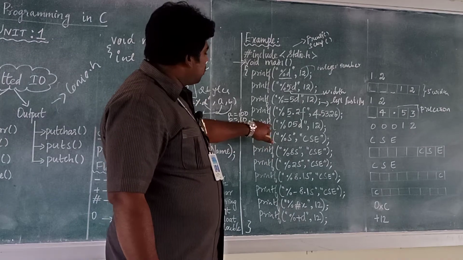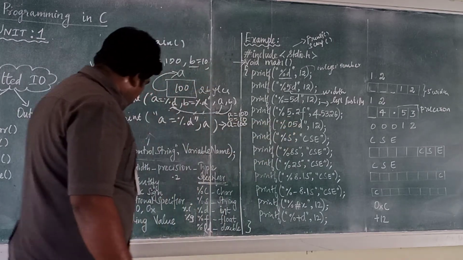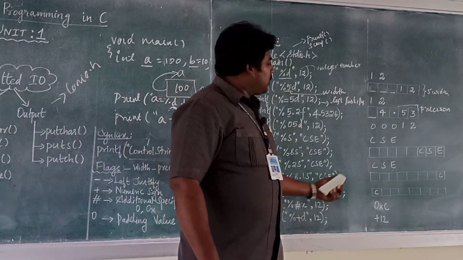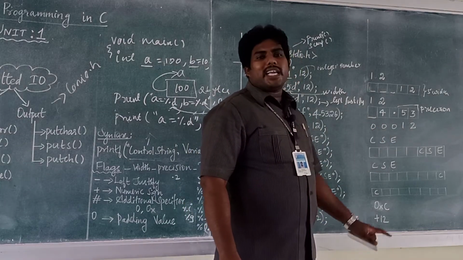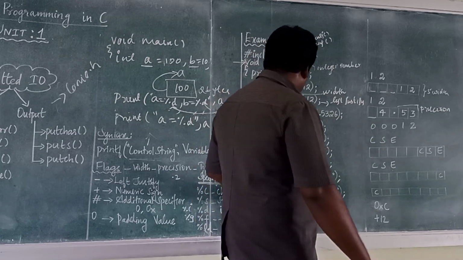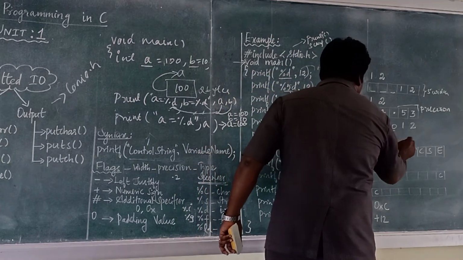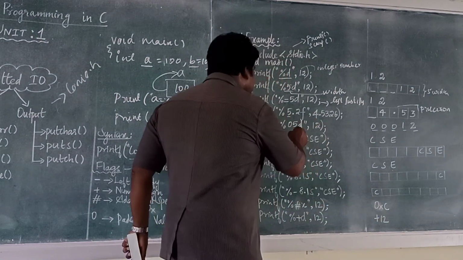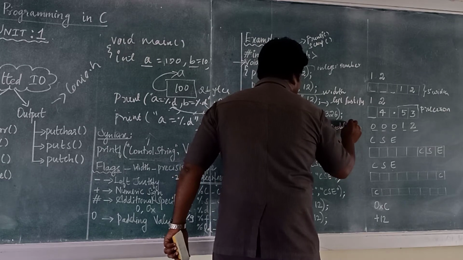Next again, percentage 0.5d. What is the 0? 0 denotes padding. What is padding? The empty spaces, the white spaces, will be filled with 0. Padding is nothing but the white spaces being filled with 0. So what's the width here? 5. So 3 empty spaces and 2 values. These 3 empty spaces should be filled with this 0 padding. So this is padding.